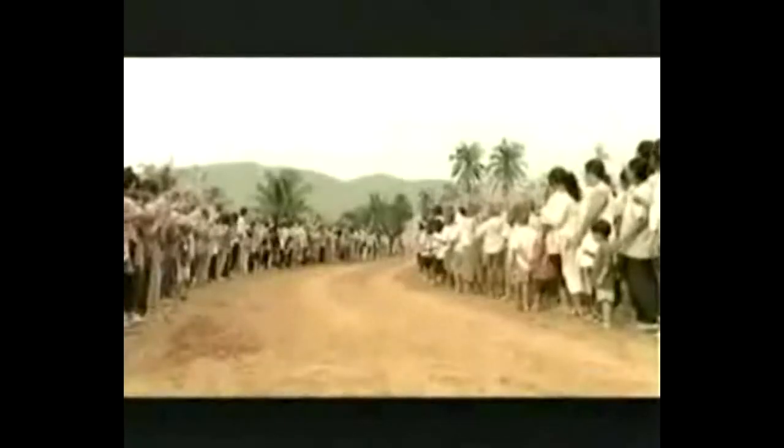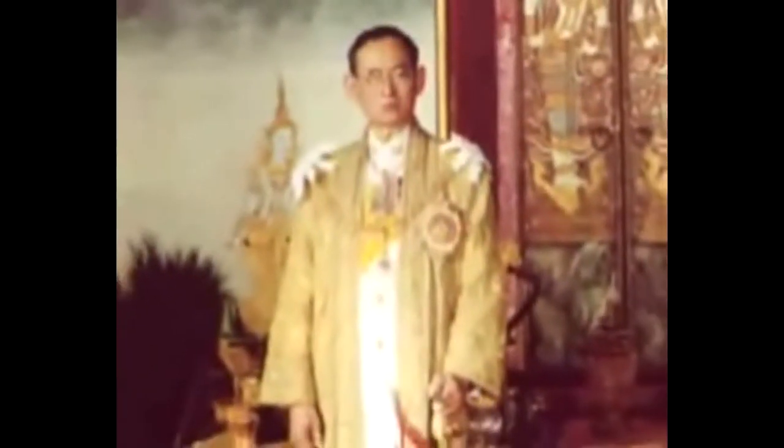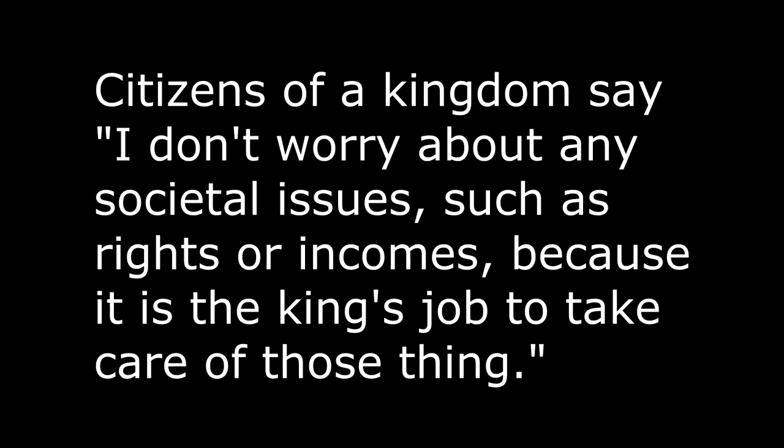If a people's king and queen have always ruled with a single but caring voice, then those people will feel that the only form of government that is natural and right is one ruled by a king and queen, not a democratic blending of views that partially satisfies everyone. Societal decisions are left to the king and queen to make. Citizens of a kingdom say, "I don't worry about any societal issues, such as rights or incomes, because it is the king's job to take care of those things."